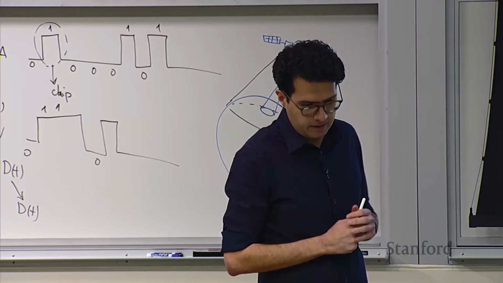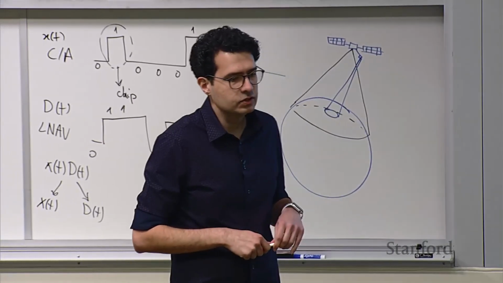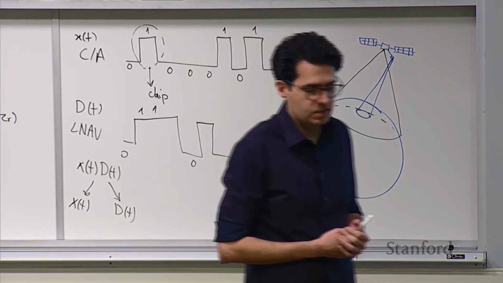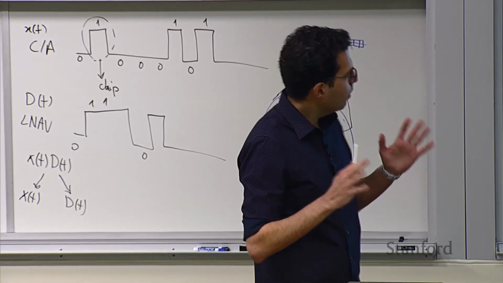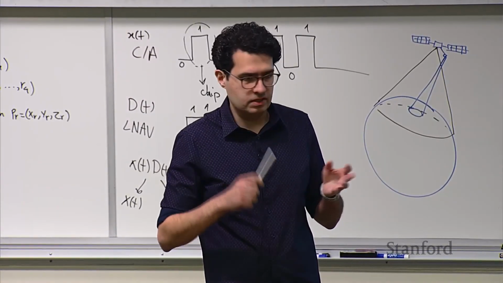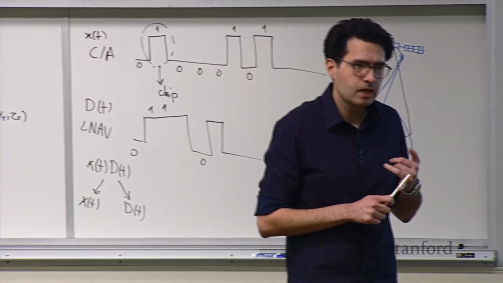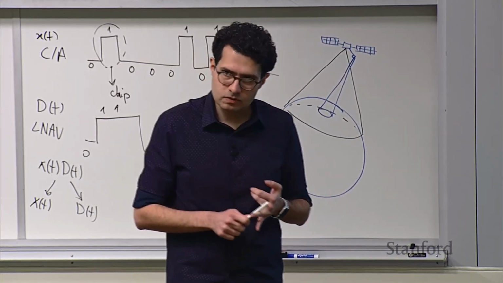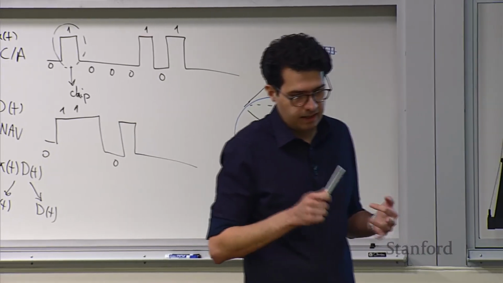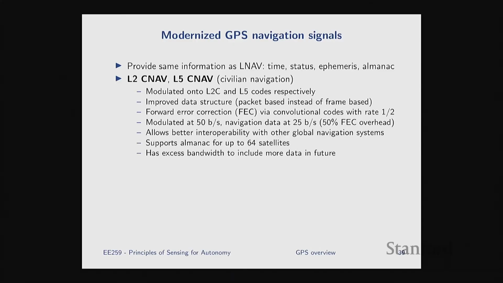Okay, and then there are, as I said, new navigation signals also as part of the GPS modernization. The core idea is the same. So the navigation signals carry the same information. They send you the GPS time. There's an ephemeris which tells you where the GPS satellite is, or its orbit trajectory. And then there is an almanac which tells you the status of the rest of the satellites in orbit.